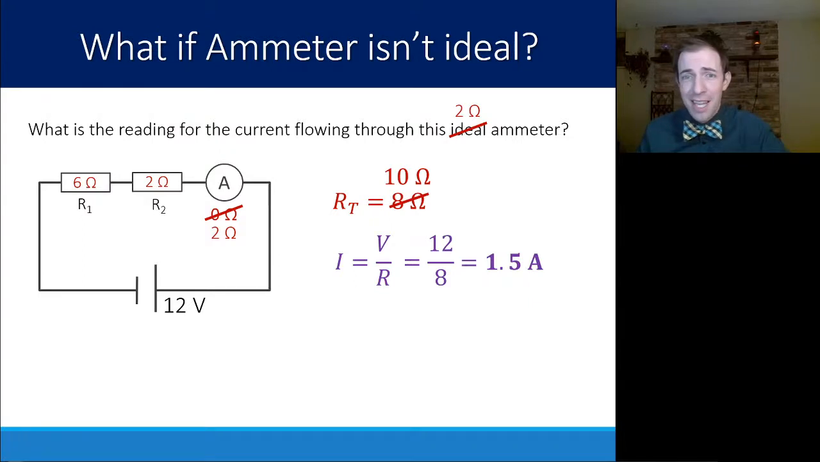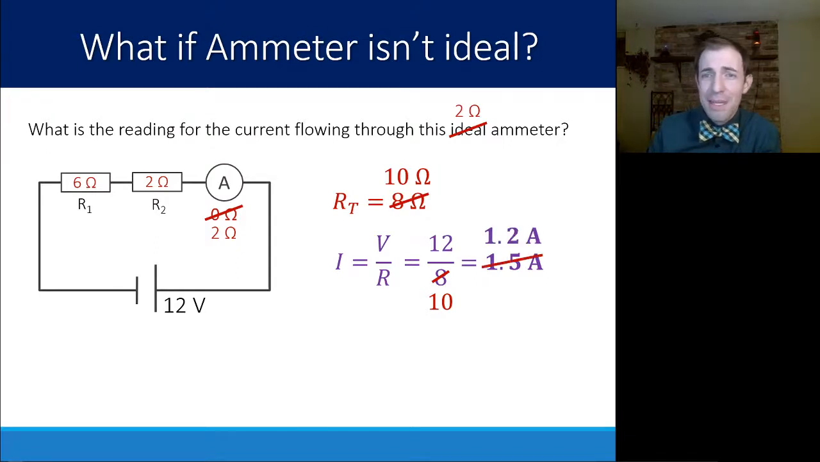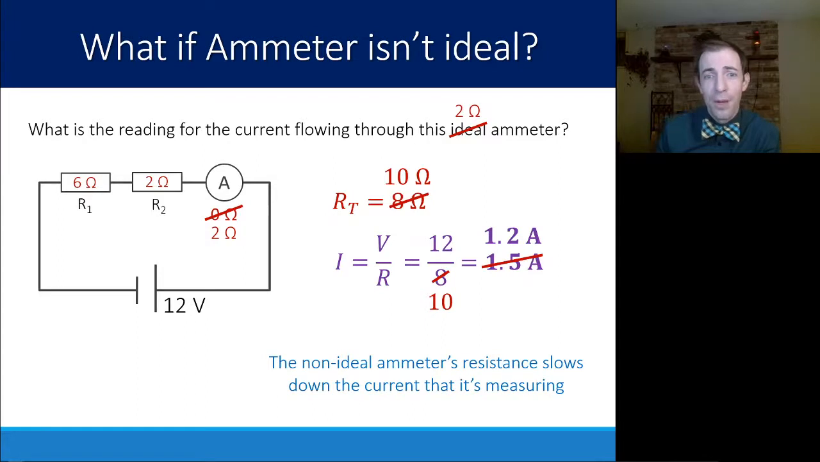The battery is the same, but our resistance changes from 8 to 10, which means our current, which was 1.5 before we added this ammeter or gave it some resistance, is now going to be 1.2. This ammeter affected the measurement it was reading. The current, instead of being 1.5, is measuring now 1.2. This non-ideal ammeter's resistance slowed down that current, so it's reading a lower current than it actually was if it was not affecting the circuit at all.